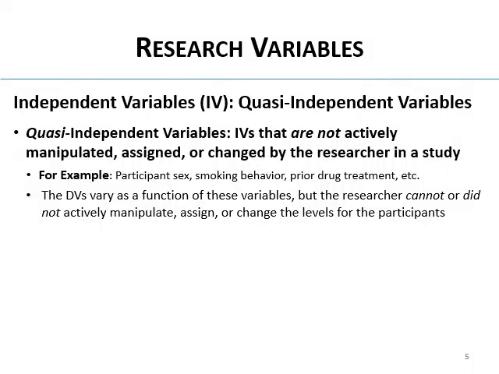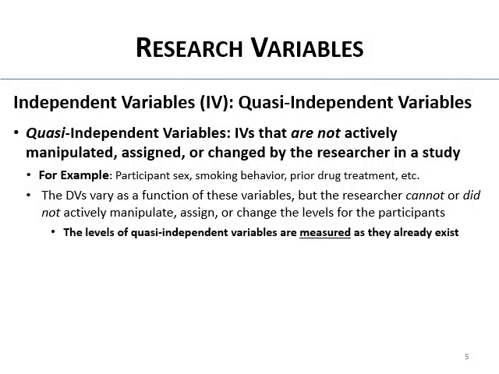So sometimes you choose not to, right? Other times, if it's a true experiment, they can actually determine exactly what those levels are. That would make it a true IV. So the levels of quasi-independent variables are measured as they already exist. So that's that naturally occurring state thing.